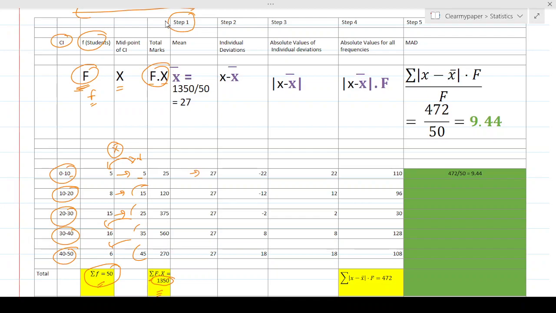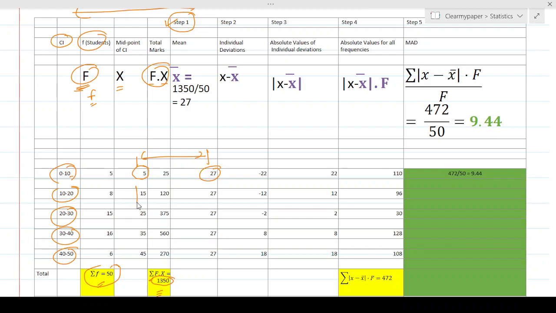Okay, that's step 1 done. Step 2 is that we now need to calculate the individual deviations. So what do the individual deviations mean? Now we know that on an average, every student we have assumed has got 27 marks. So how far are the marks from this average? These are the midpoint marks that we have calculated, and we need to see what is the distance between this and this.